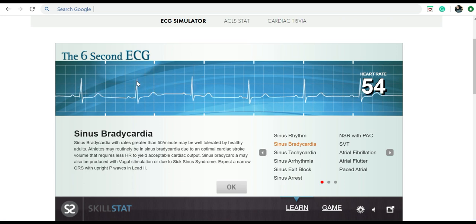So when the rhythm changes, the rate also changes. So the rhythm is a lot longer. That means that the heart rate is going to be a lot slower.